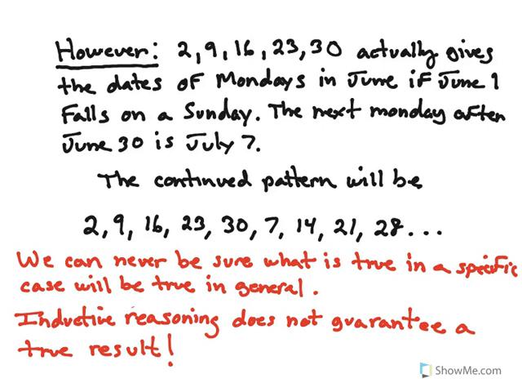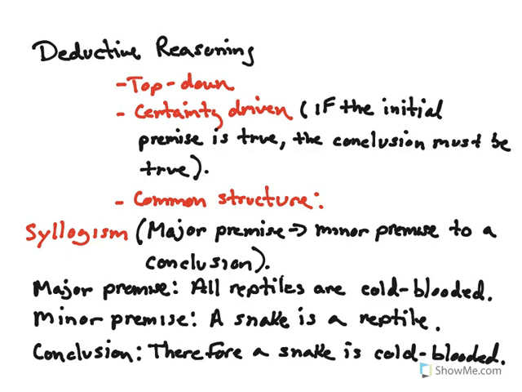So what we have learned thus far is that we can never be sure that what is true in a specific case will be true in general. Just because you see the next number based on your observation doesn't necessarily mean it's true. So technically, inductive reasoning does not guarantee a true result. We have to keep that in mind at all times when we're using inductive reasoning. Now, deductive reasoning works from top down.